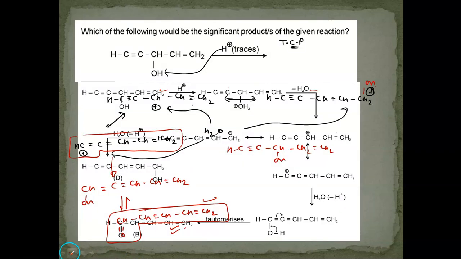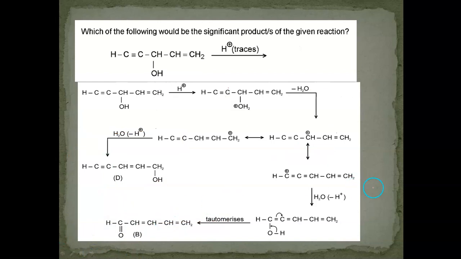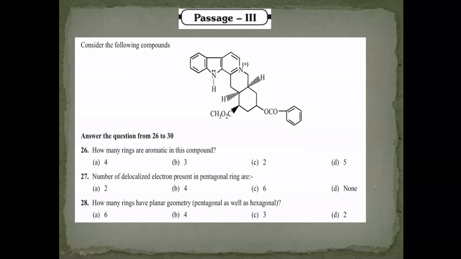Let me just remove the animation for you to see the answers. Okay. Now next, passage 3. How many rings are aromatic in this compound? So clearly we can mark the rings. Let us say this is first, second, third, fourth, fifth and sixth.